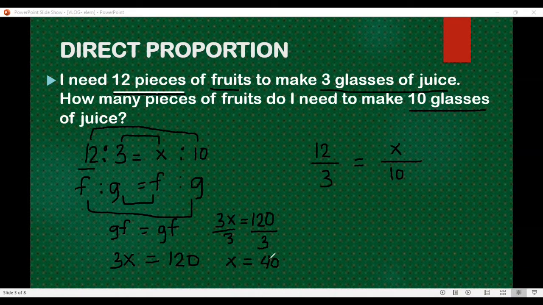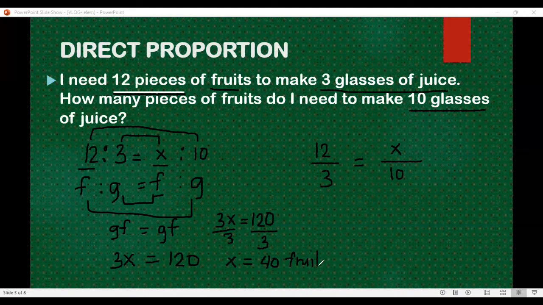So again, this x pertains to the number of fruits that is actually required if your aim is to make 10 glasses of juice. So therefore, we have 40 fruits.